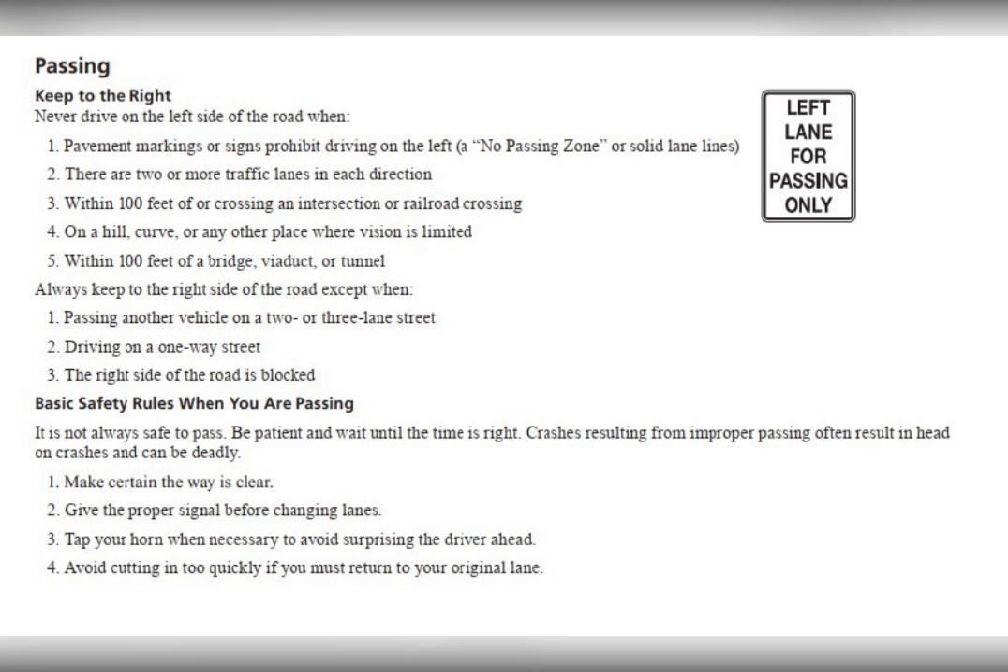Passing. Keep to the right. Never drive on the left side of the road when: 1. Pavement markings or signs prohibit driving on the left, a no passing zone, or solid lane lines. 2. There are 2 or more traffic lanes in each direction. 3. Within 100 feet of or crossing an intersection or railroad crossing. 4. On a hill, curve, or any other place where vision is limited. 5. Within 100 feet of a bridge, viaduct, or tunnel.